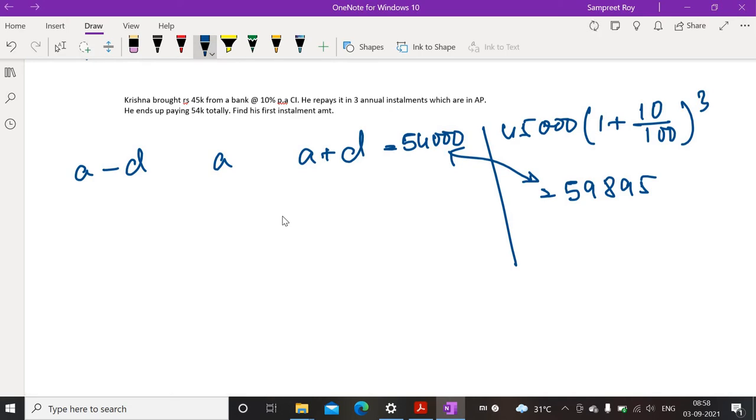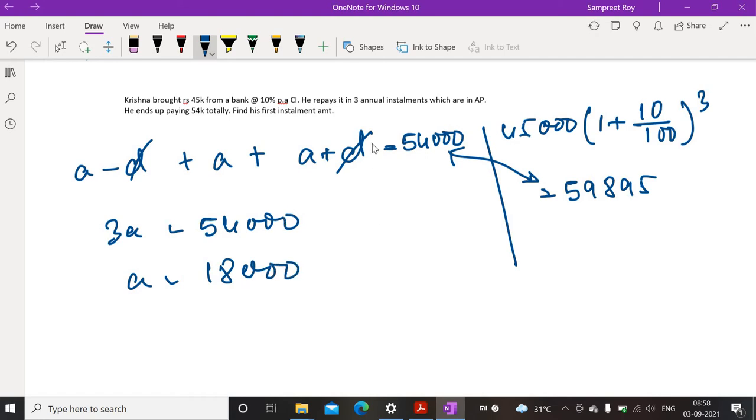what we will do is: a minus d plus a plus a plus d equals 54,000. That means 3a equals 54,000, as the d got cancelled. A equals 18,000. Right.